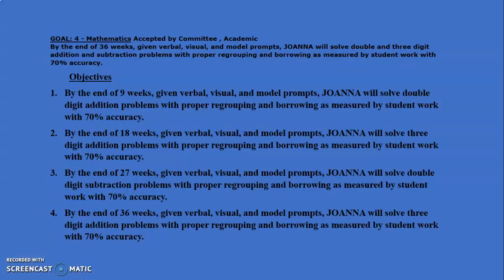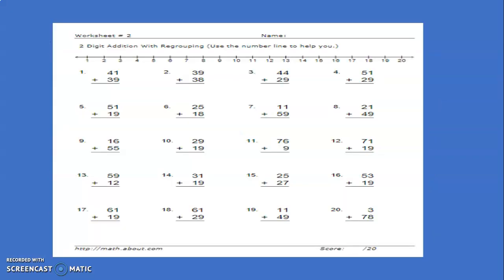So right here you're gonna be adding with double digits. And here we are. So number 1, 41 plus 39. So 1 plus 9 is 10. So you put your 0 here. Remember, you add a 1 up here. So 4 plus 3, 7 plus 1, 8. It's 80 right here.